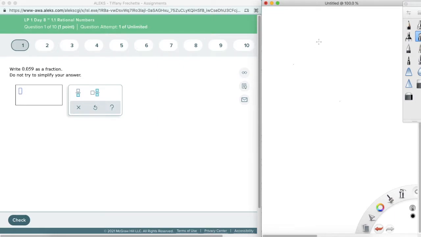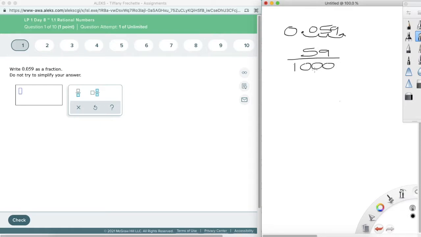So this says write 59 thousandths as a fraction. Do not try to simplify your answer. So if I have 59 thousandths like this, when I want to put it in fraction, what I want to do is I don't want this decimal anymore. So I want to count and go, how many times do I have to move this? 1, 2, 3 times. And then that would be just 59 because I moved it over here. Because I moved it 3 times, that tells me I have 1, 2, 3 zeros. And then I put a 1 on the front. It's always a 1 on the front. So this is the answer, 59 thousandths.